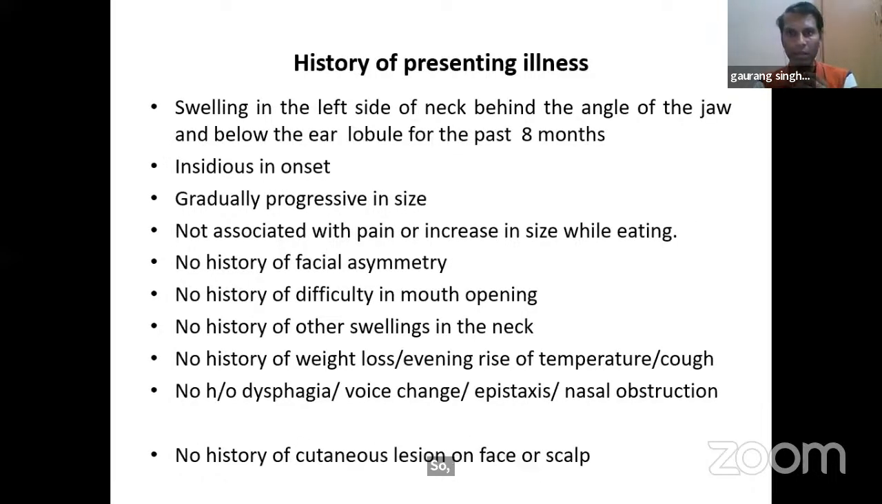Coming to the history of presenting illness, the patient has a swelling on the left side of the neck, behind the angle of the jaw and below the ear lobule, for the past 8 months. It is insidious in onset and gradually progressive in size. The swelling is not associated with any pain or increase in size while having food. There's no history of facial asymmetry, difficulty in mouth opening, or any other swellings in the neck on the same side as well as the upper side. No history of weight loss, evening rise of temperature or cough. No history of dysphagia, voice change, epistaxis, nasal obstruction. No history of any cutaneous lesions on the face as well as the scalp.